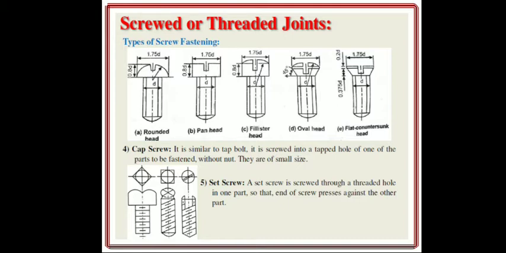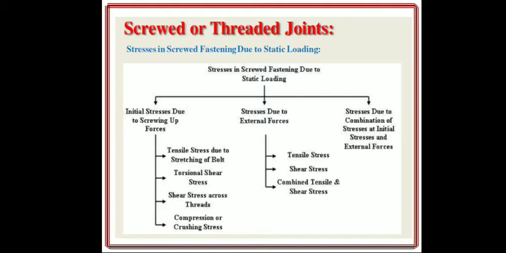Now here are the various types of stresses in a screwed fastening due to static loading. It is divided into three major types. The initial stresses due to the screwing up forces. The second one, stresses due to external forces. And the third one, stresses due to a combination of initial stresses and external forces. Now the initial stresses due to screwing up forces are again divided into types, that is tensile stress due to stretching of the bolt, torsional shear stress across threads, and compression or crushing stress.